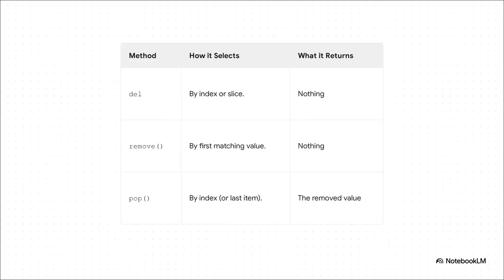Taking things out is just as versatile. The del keyword is like a sniper. It targets an item by its exact position. Remove is more like a search and destroy. It finds the first item that matches a value you give it. And pop. Pop is really cool. It removes an item by its index, but it also gives that item back to you, which is so useful when you need to do something with the thing you just removed.